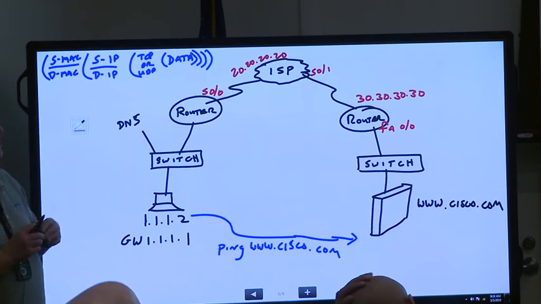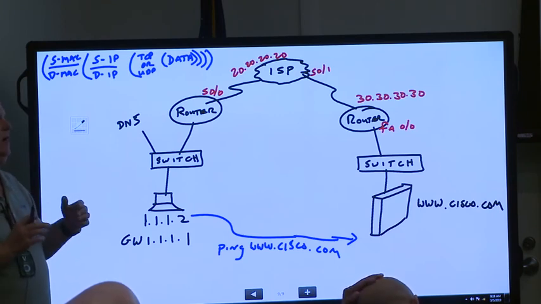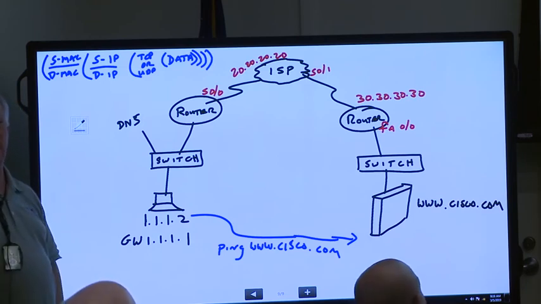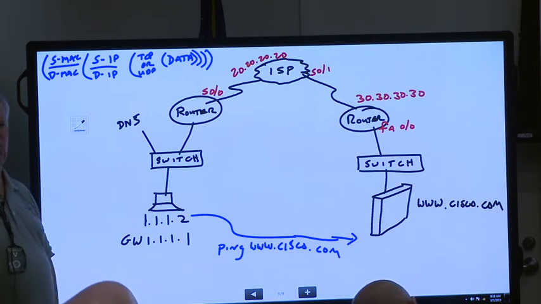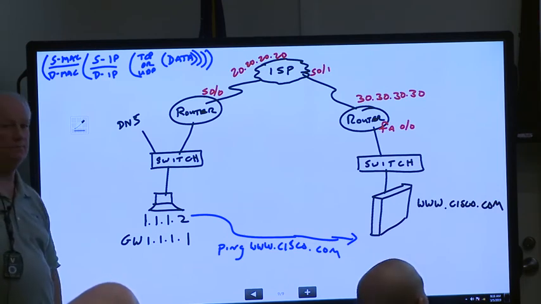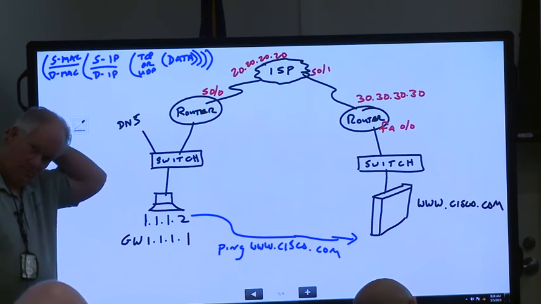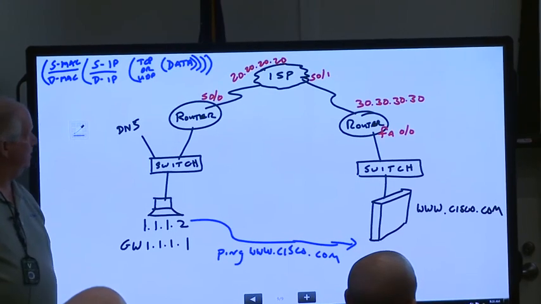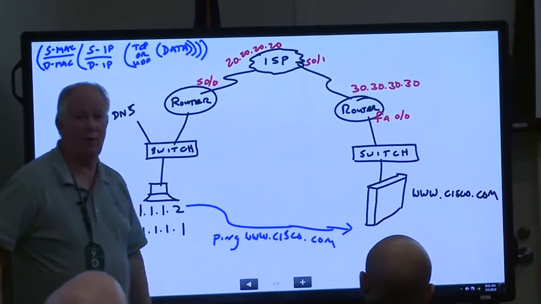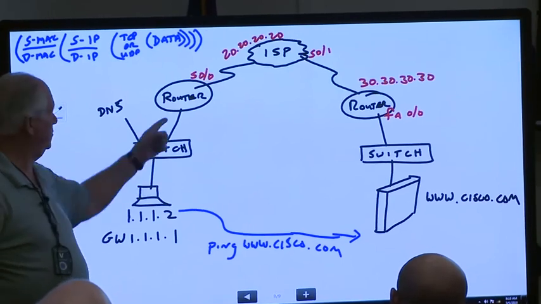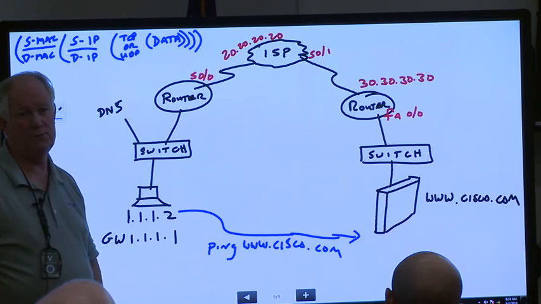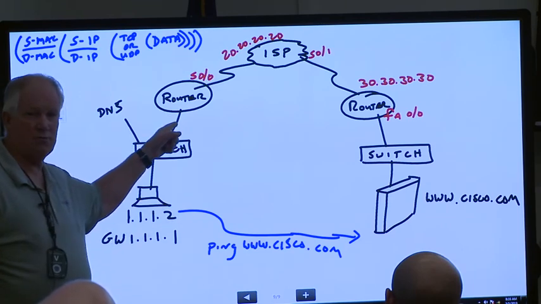So the first question I have for you is, I got a workstation right here with the address of 1.1.1.2 and a gateway of 1.1.1.1. What is a gateway address and what is it pointing to? Yes, sir. So your gateway address was basically your router, just pointing to the internet. Well, I got a router. Which router? Well, the one going to your ISP. This one right here. Is the 1.1.1.1 going to be my inside or my outside address? My inside address, right here.